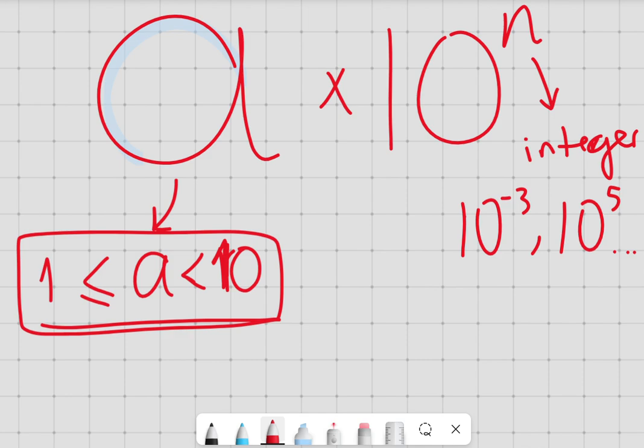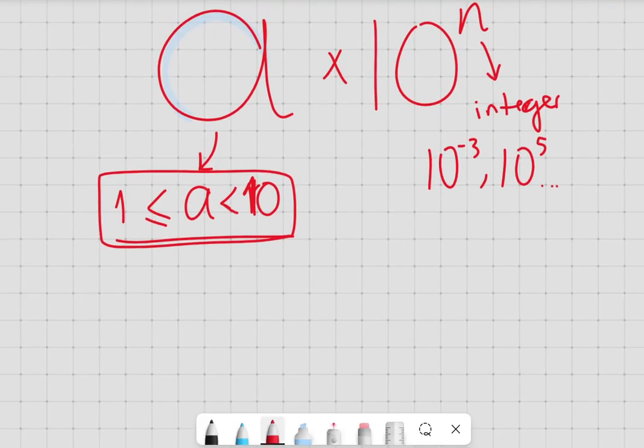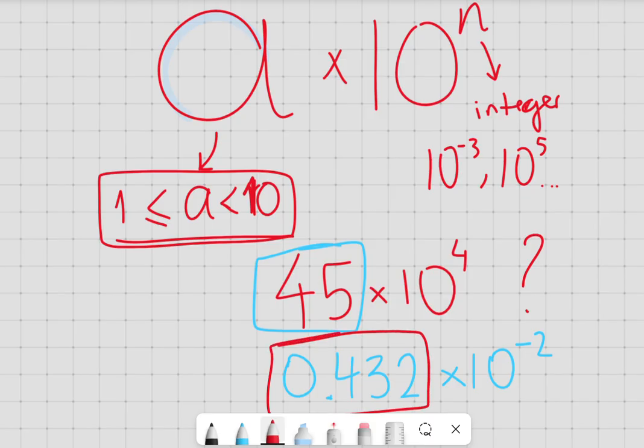So any integer exponent. Let me ask you 2 or 3 questions so that we can see if we understand it, just using the formula. If I say, for example, 45 times 10 to the power of 4, is this number in scientific form? It is not, because the number in front has to be between 1 and 10. So 45 is not in scientific form. Or if we say 0.032, for example, times 10 to the power of -2. Is this number in scientific form? No, because of this. It has to be between 1 and 10.